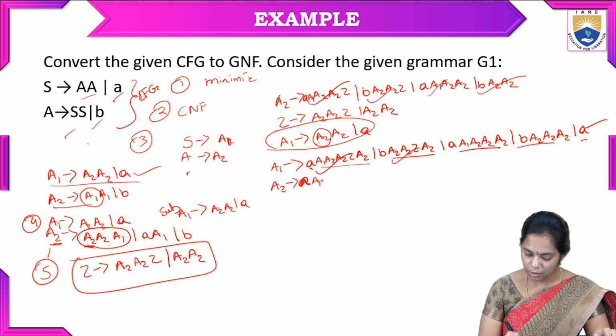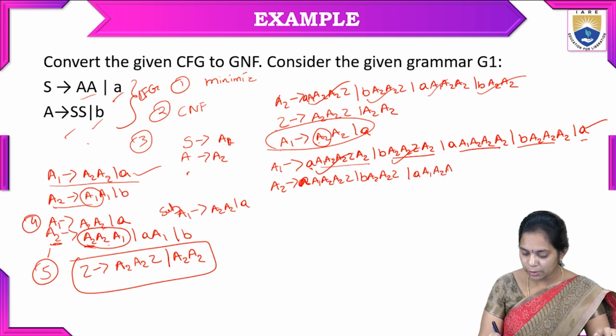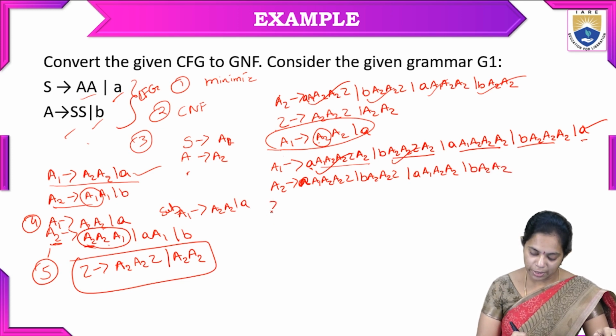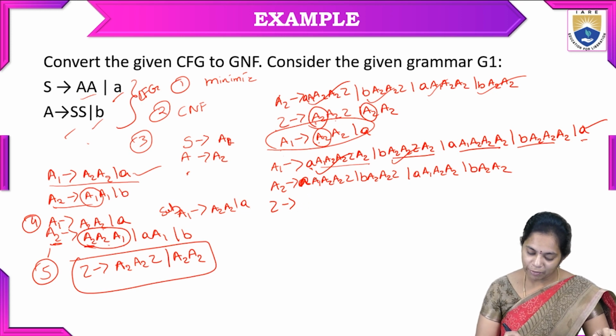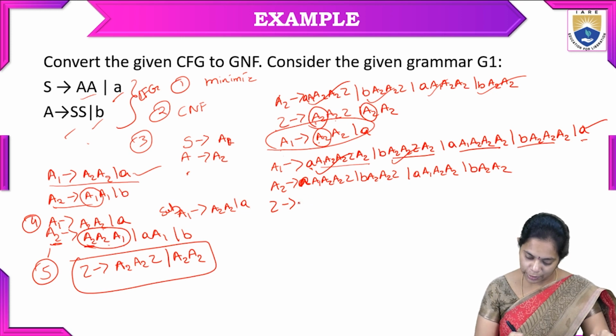A, A2, A2, Z, B, A2, A2, Z, A, A1, A2, A2 and B, A2, A2 and Z. We have the production rule A2, A2, Z. If you substitute this A2 value in this production rule, and both A2 and A2, we will substitute this entire production rule in this production rule, and we will form a Greibach normal form grammar. And here we will write this A2 value.